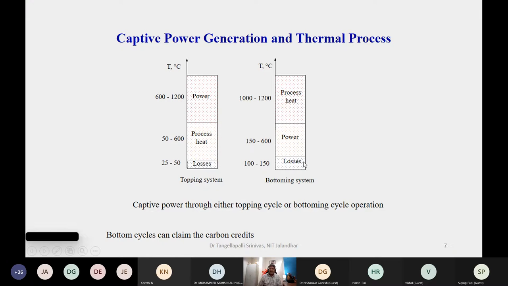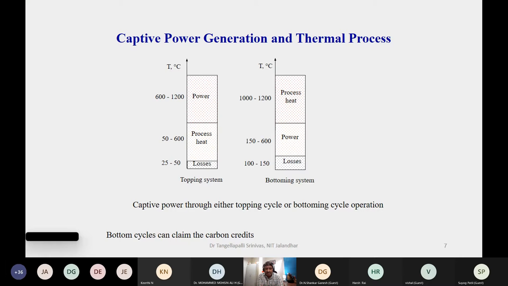That's why the second option, the bottoming cycle option, can claim carbon credits. So my presentation is fully focused on bottoming systems only. I'm not going to explain any topping systems here. For example, there is the Brayton cycle, the gas power plant.